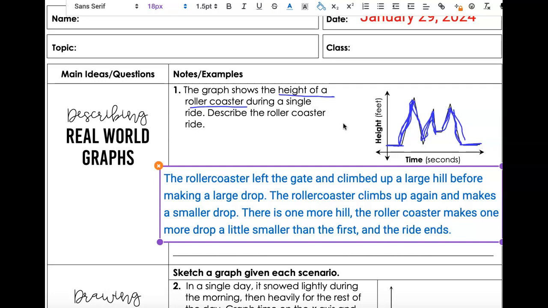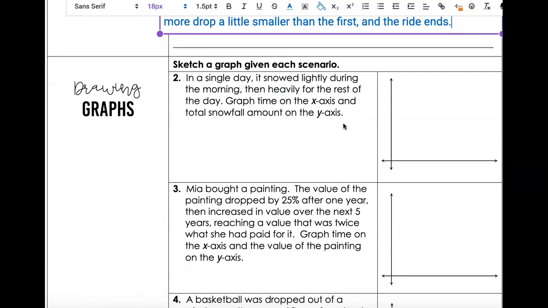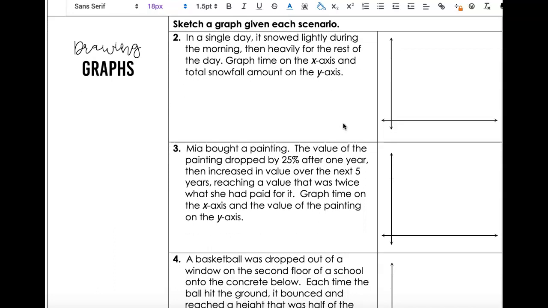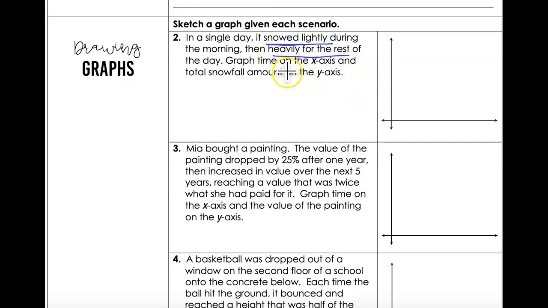Another situation that we'll have in this section is that we will be given a scenario and then we have to come up with what the graph would look like. And this is where you might come up with a graph that's slightly different than somebody else's, but as long as they're both describing the situation, both can be correct. So if we look at this one, we are looking at snowfall. In a single day, it snowed lightly during the morning and then heavy for the rest of the day. And then they're telling us here that we need to graph time on x and snowfall on the y.